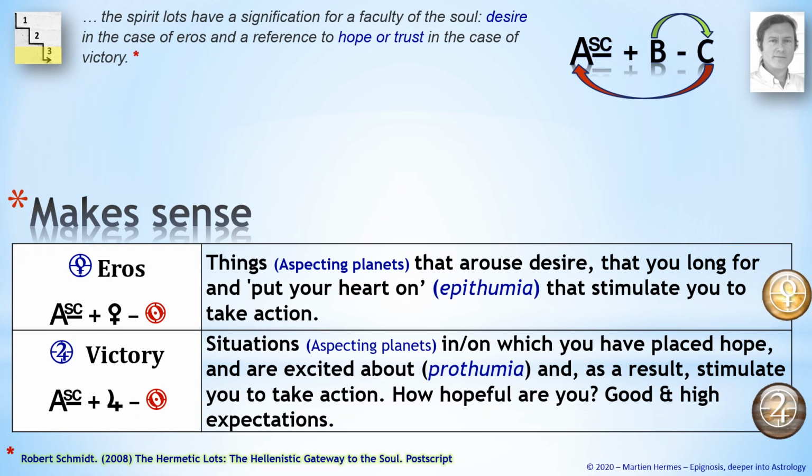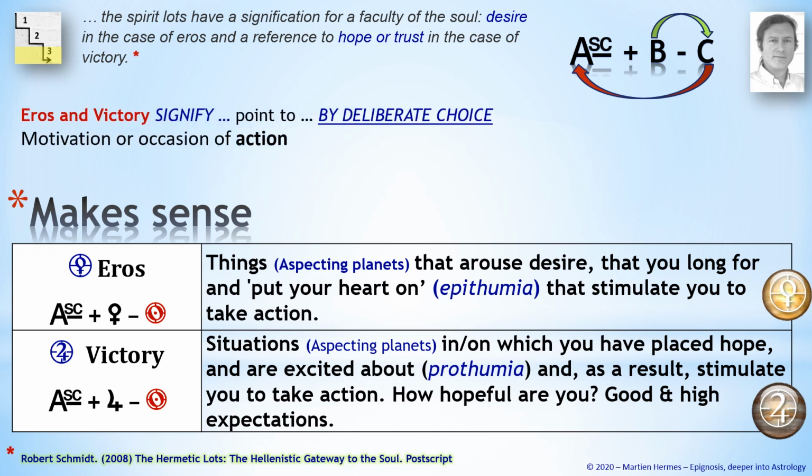Now you could say that this new interpretation really makes sense, because when you look at the lot of Eros, I define them as things, aspecting planets, that arouse desire, that you long for and put your heart on, that stimulate you to take action. And Schmidt said that the spirit lots have a signification for a faculty of the soul, which are two: desire and hope or trust. So you could also say that in the new definitions of how the formula works, the action actually defines something of Venus and it defines something of Jupiter, the things you do out of desire and the things you do out of trust or hope. So that's quite interesting because it makes sense as well.